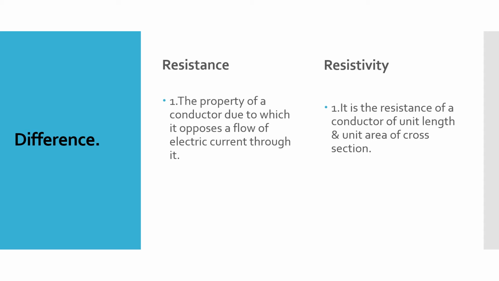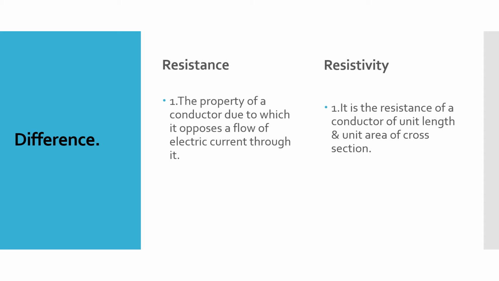Again, resistance is the ratio of potential difference V and the current I, and therefore the formula of resistance is capital R is equal to V upon I, and the formula of resistivity is rho is equal to R into A upon L.